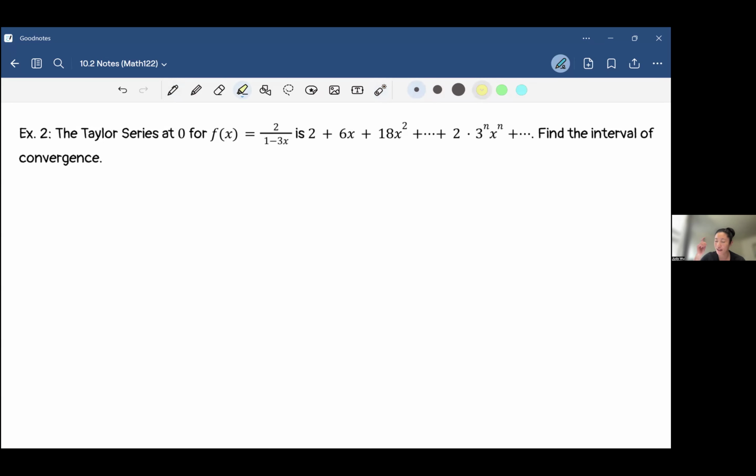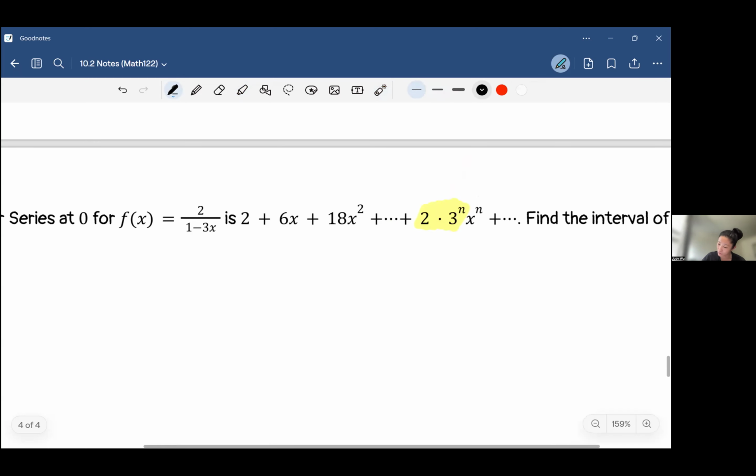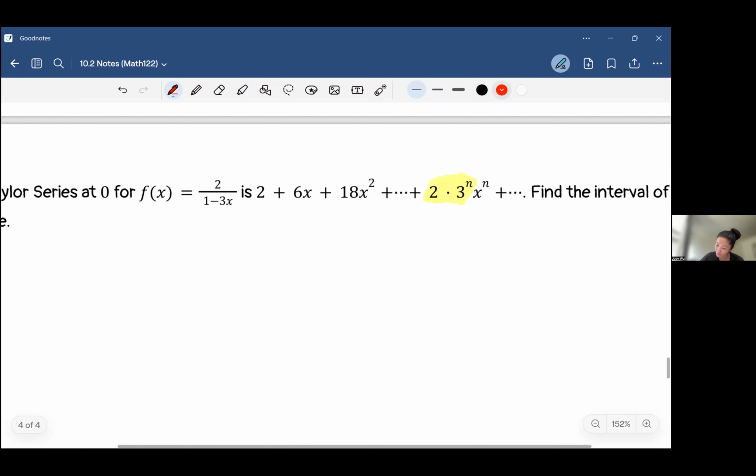Now, again, in that last video, I said it's a lot of stuff, but scan through until you find the coefficients that have the x to the n in it. And here it is, 2 times 3 to the n. We're not also highlighting the x to the n because we just want to compare the coefficients, the things in the front. All right. So first steps first.